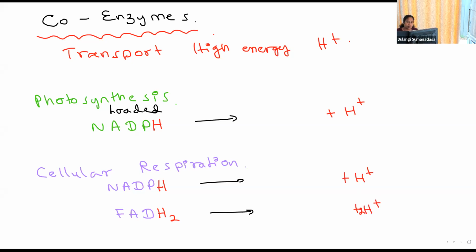There are two high energy protons here. And then the NADP. Oops, I put the P here. There's no P here, right? Cellular respiration doesn't have a P. So these are the unloaded coenzymes. Can you write down at the top, these are the unloaded coenzymes?